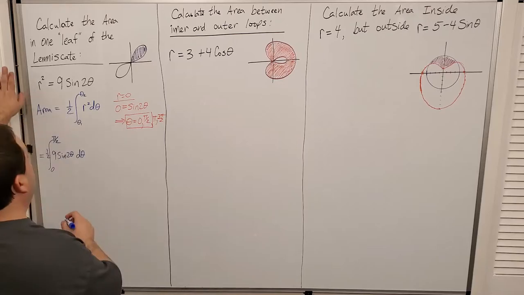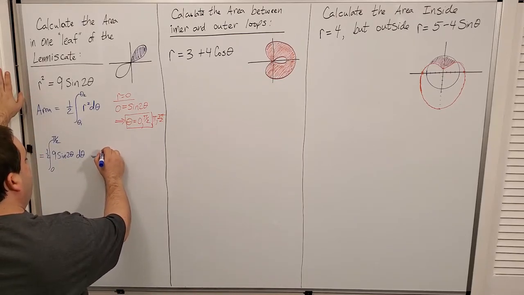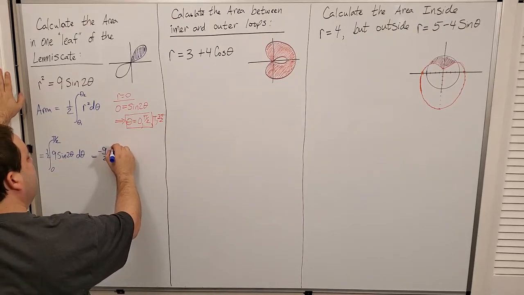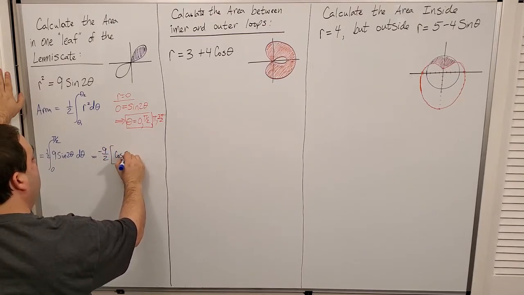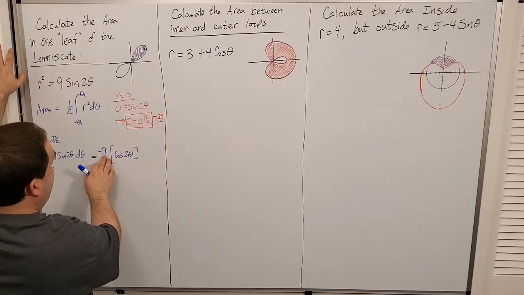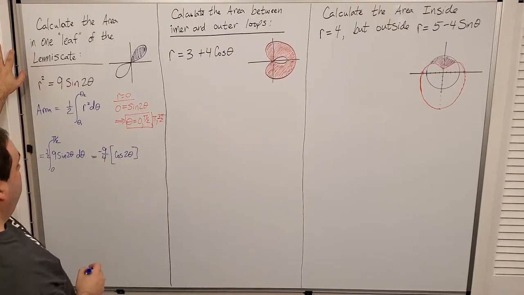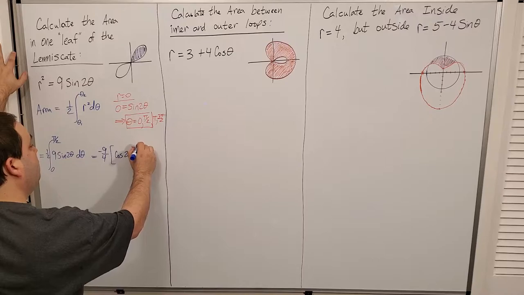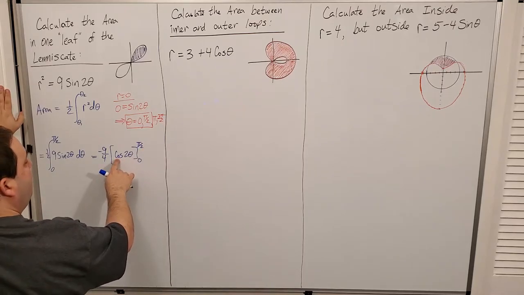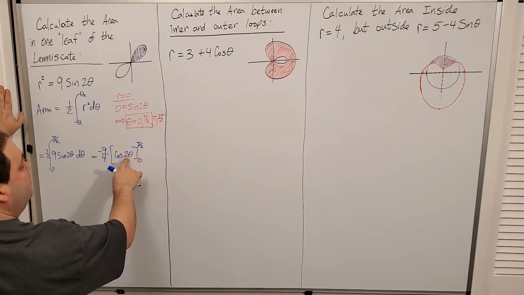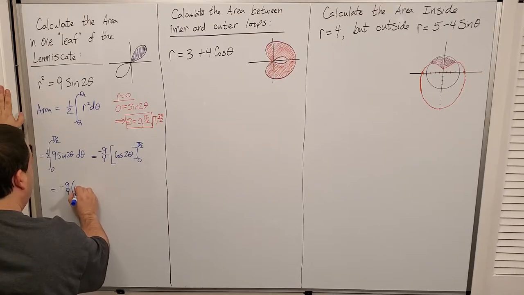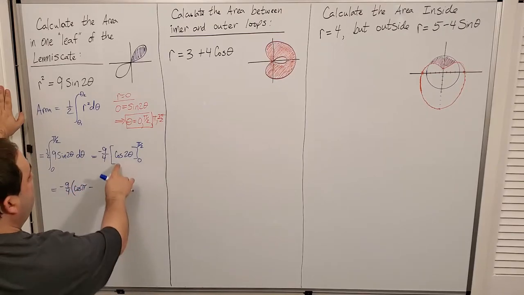So now I just have to do the integral here. That's going to give me 9 over 2 times a negative, because the antiderivative of sine is negative cosine. I'll have cosine of 2 theta, but then I have to divide by that 2 also. So this is actually going to become 9 over 4. And then it's being evaluated from 0 to pi over 2. If I plug in pi over 2, I'll have cosine of 2 times pi over 2, which is pi. Cosine of pi, so negative 9 over 4, cosine pi minus cosine of zero.